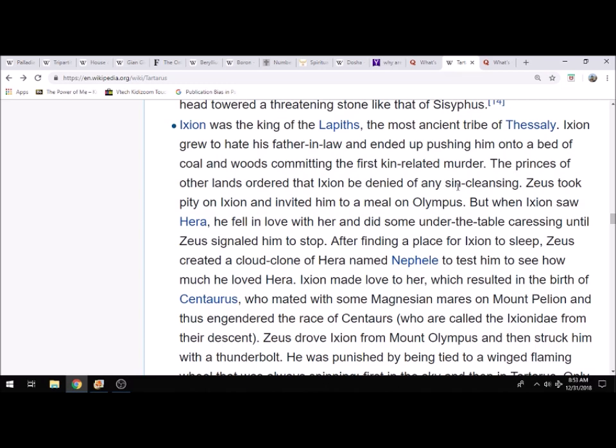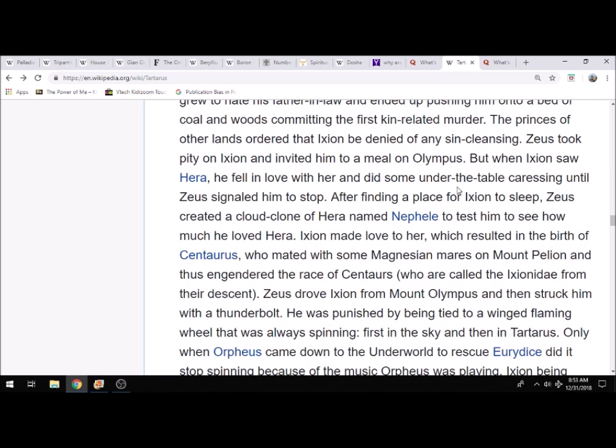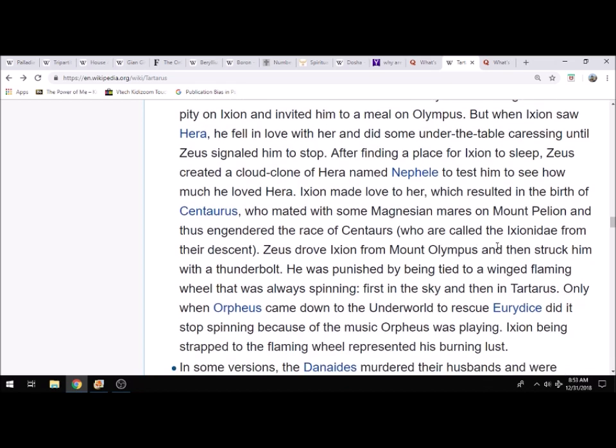But when Ixion saw Hera, he fell in love with her and did some under-the-table caressing, until Zeus signaled him to... What? A little under-the-table footsie action happening between Ixion and Hera, and Zeus has knocked that off. Zeus created a cloud clone of Hera. A cloud clone! Named Nephele to test him to see how much he loved Hera. Ixion made love to the cloud clone, which gave birth to centaurs, who mated with Magnesian mares on Mount Pelion and created a race of centaurs who are called Ixionidae from their descent.